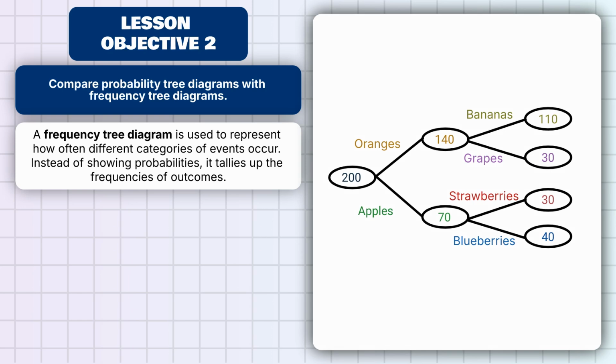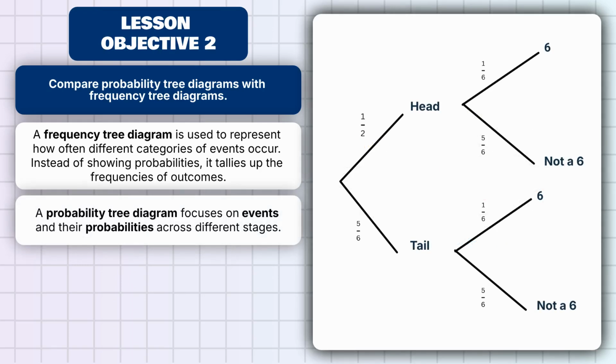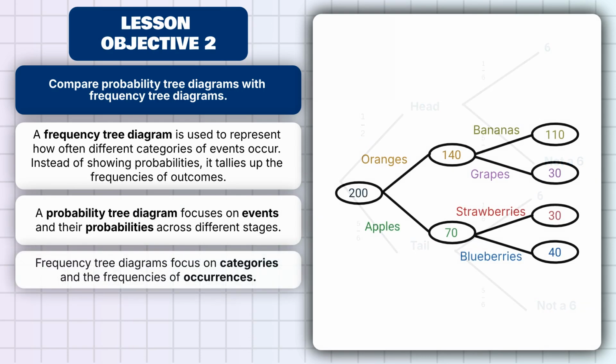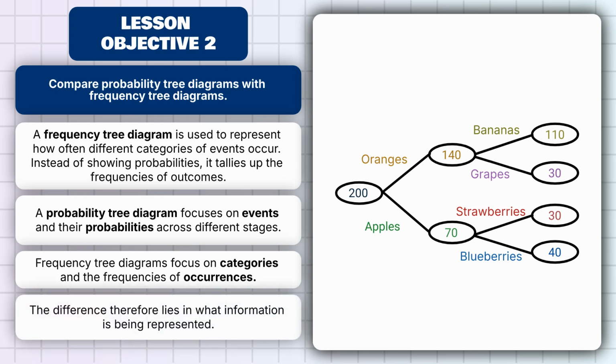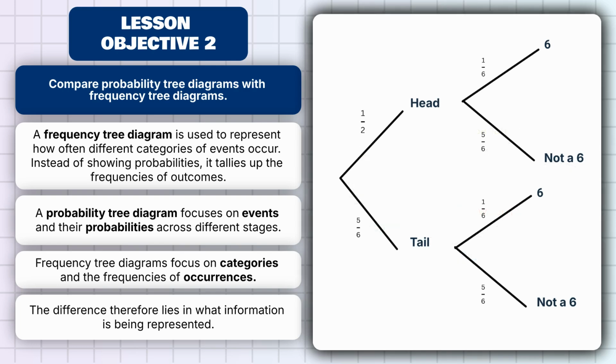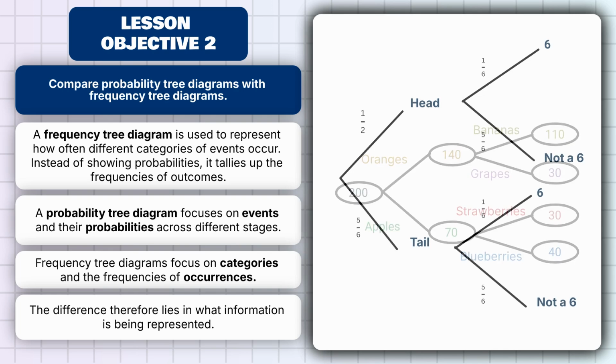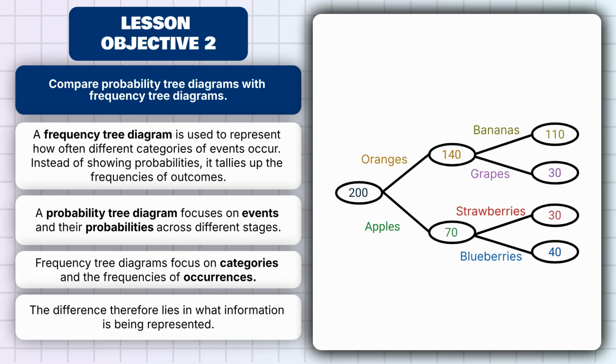A key distinction is that a probability tree diagram focuses on events and their probabilities across different stages, while a frequency tree diagram focuses on categories and the frequencies of occurrences. The difference therefore lies in what information is being represented. Probability tree diagrams help us follow pathways of events to calculate how likely a particular sequence is to occur. In contrast, frequency tree diagrams help us understand how often a category of events happens relative to the total number of events surveyed.